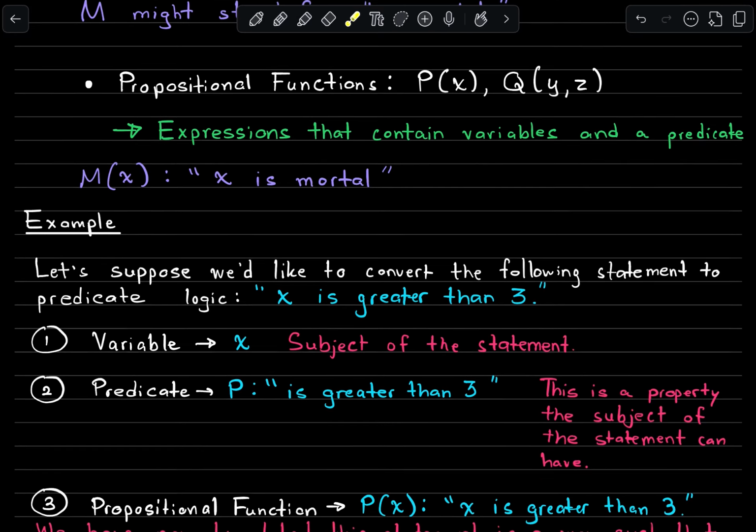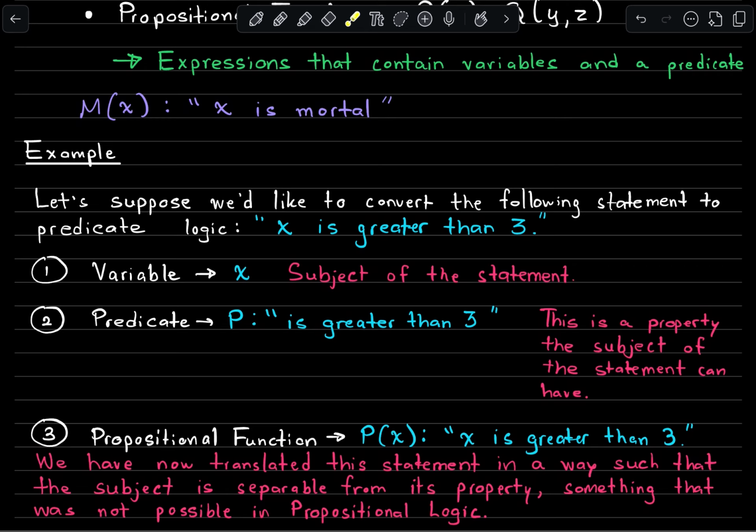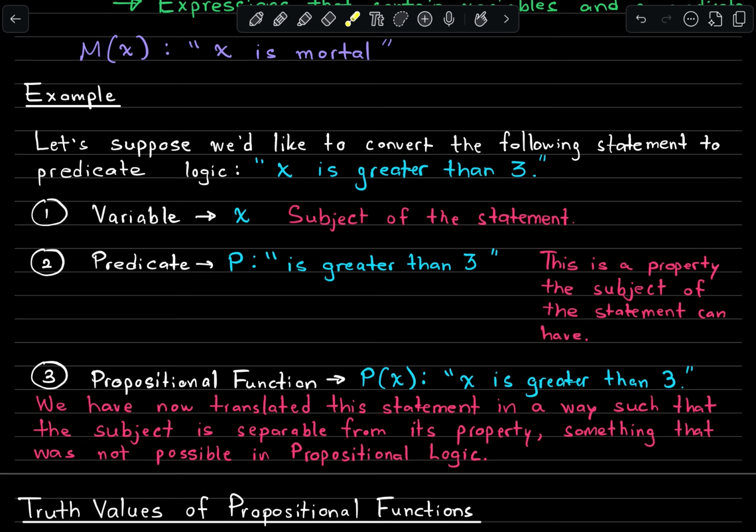Then we put them together, and we create a propositional function, P of x. In this case, x is greater than 3. We've now translated this entire statement in such a way that the subject, x, is actually separable from its property, P, something that was not previously possible in propositional logic. This subject could be replaced with a different subject. This predicate could be replaced with a different predicate. So it's not just one indivisible atom anymore.